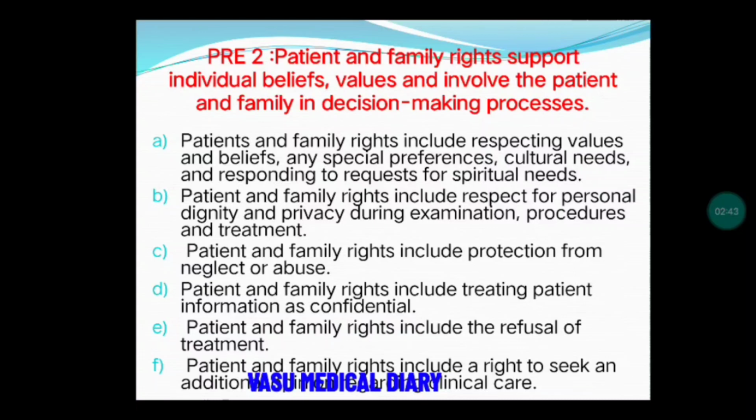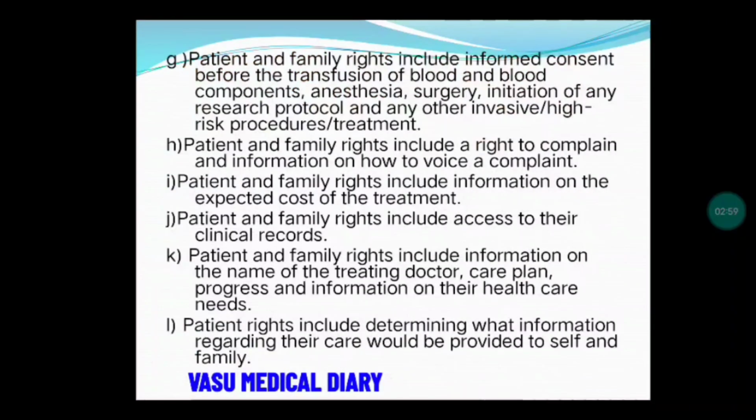Patient and family rights include the refusal of treatment. Patient and family rights include a right to seek an additional opinion regarding the clinical care. So they have a right to go for a second opinion. Patient and family rights include informed consent before the transfusion of blood and blood components, anesthesia, surgery, initiation of any research protocol, or any other invasive high-risk procedures or treatment. So during all these procedures and events, definitely we have to go for informed consent with the patient.